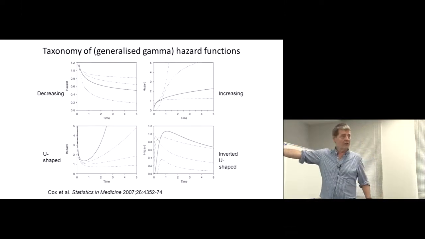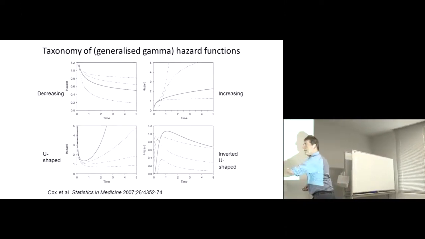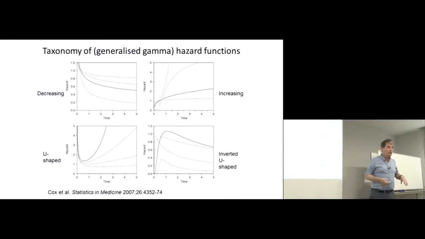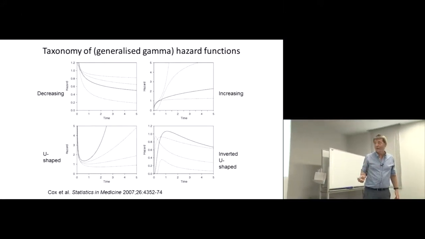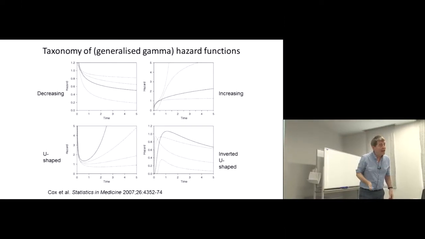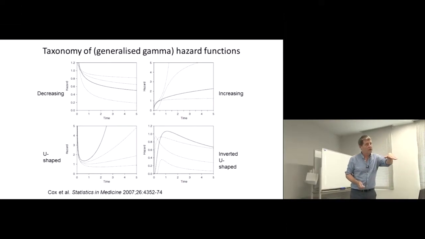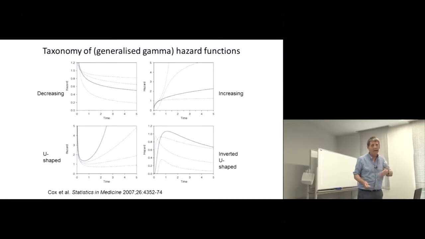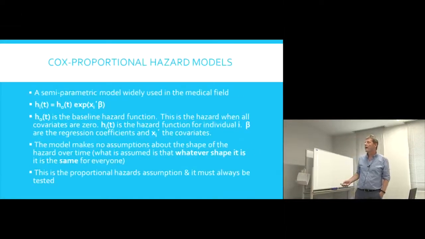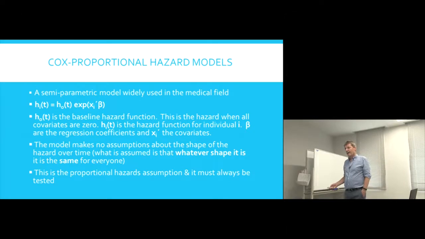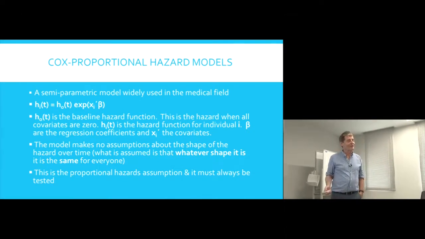This is hazards changing over time. We've got a wide range of different possibilities. The Cox proportional hazards model doesn't make any assumption about that. All it assumes is whatever shape it has, it's the same shape for everybody. It's the same shape for the under 60s as the over 60s. It's the same shape for men as for women. Now, that's quite a strong assumption.